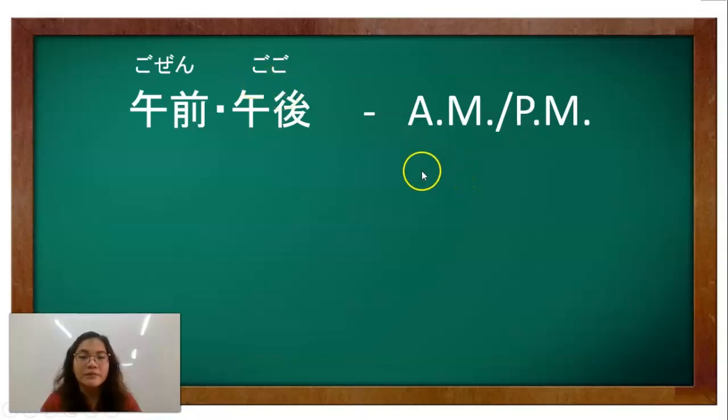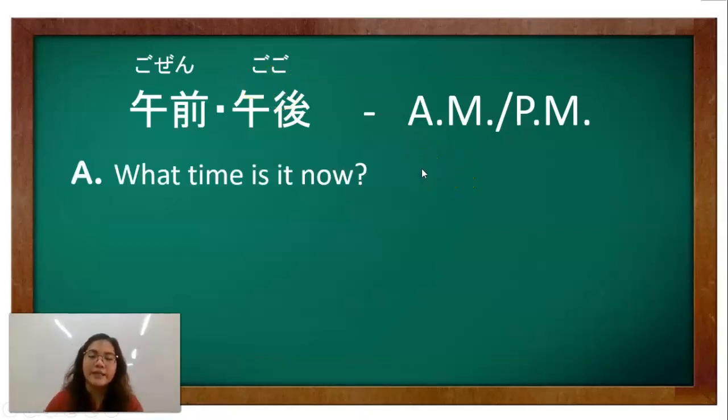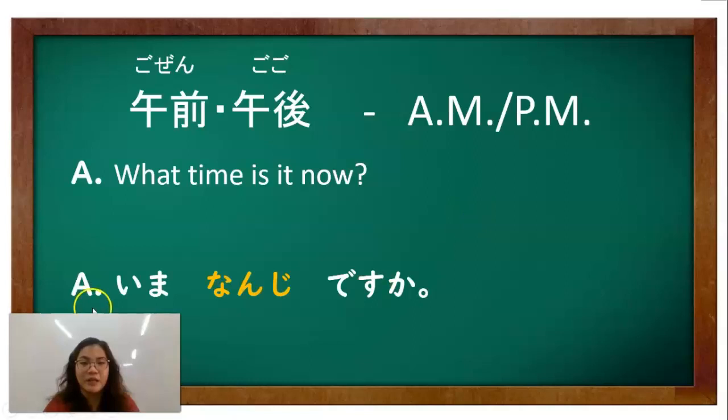Okay, so let's try an example here. Here's the question. What time is it now? In Japanese, ima nanji desu ka?